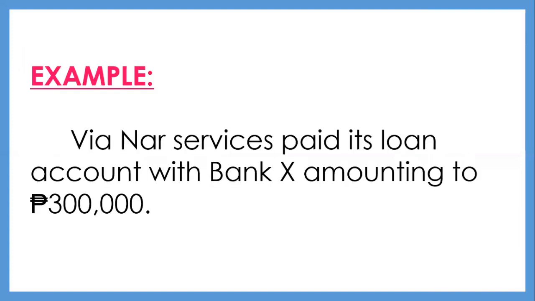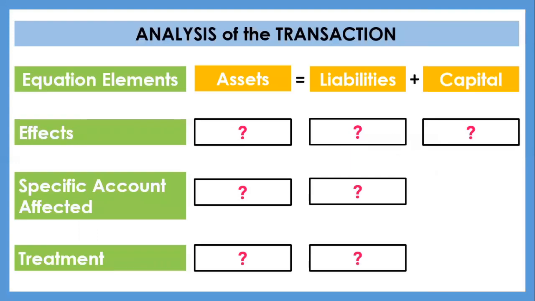For example, VNR Services paid its loan account with Bank X amounting to 300,000 pesos. Now, the first step that we need to do in order to solve this problem is, again, to analyze the transaction in order for us to determine the specific accounts involved. Based on the given example, there are actually 2 accounts involved. First, we have cash, and second, we have loans payable.